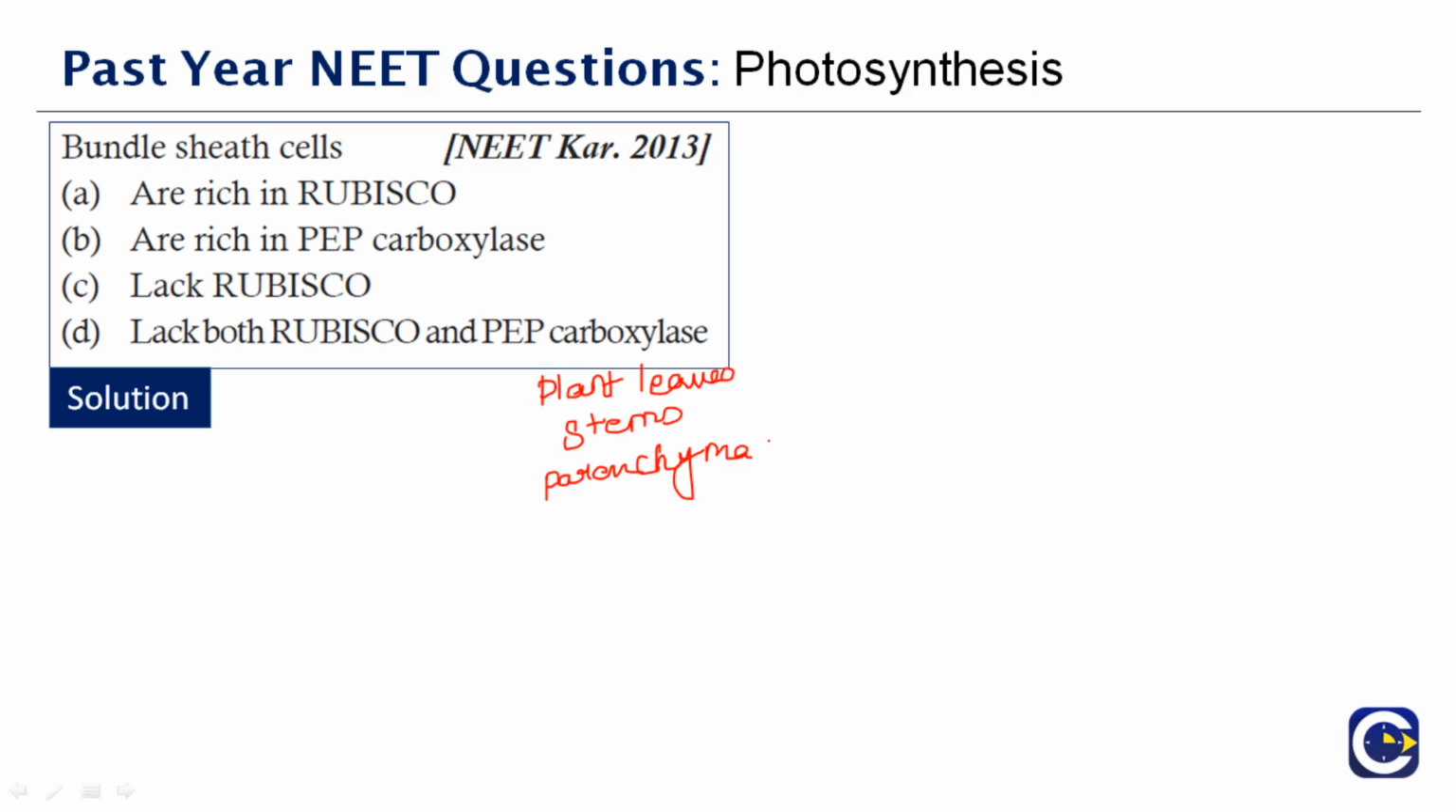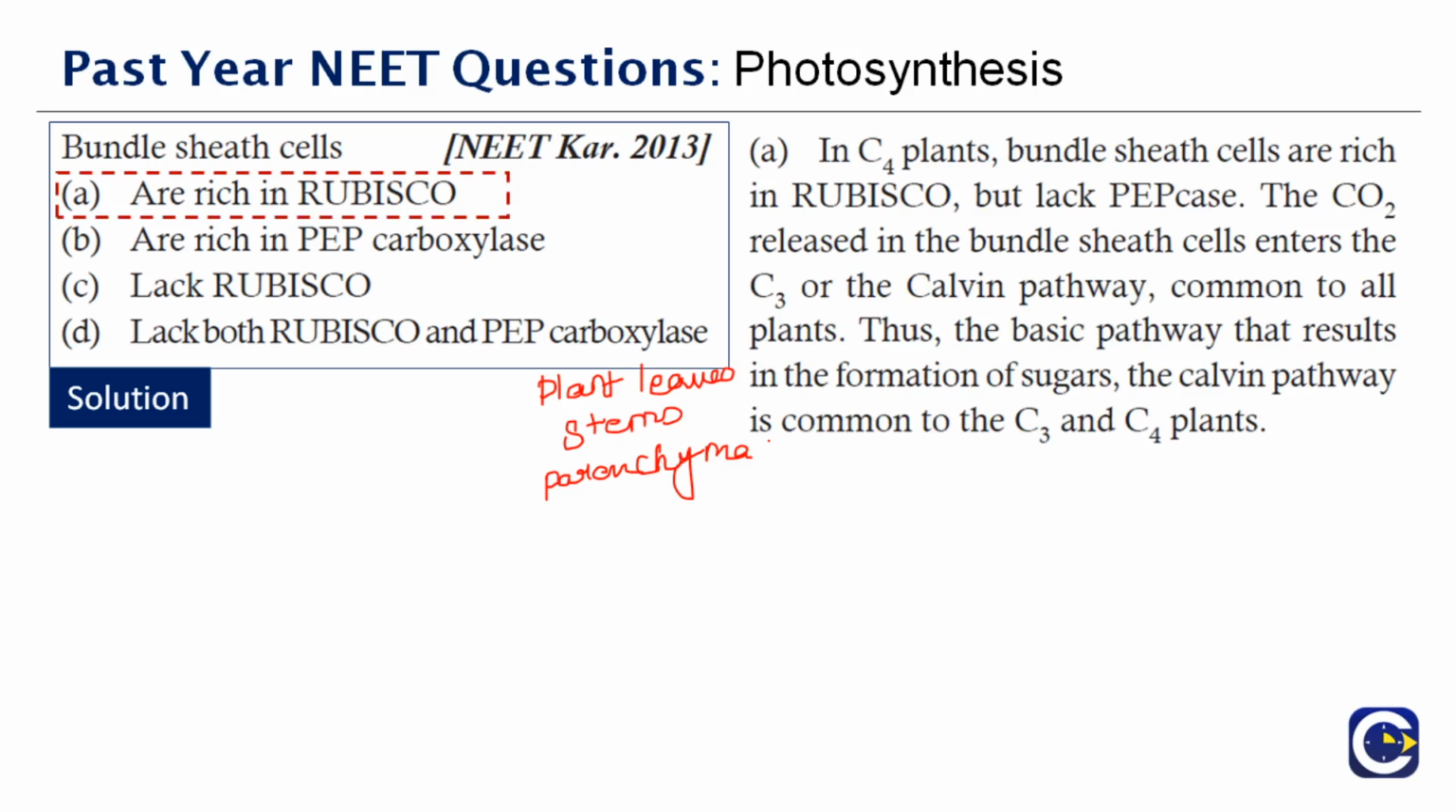Thus, the basic pathway results in the formation of sugars. The Calvin pathway is common to both C3 and C4 plants. So basically, bundle sheath cells are rich in Rubisco. Okay, therefore the correct answer is option A.